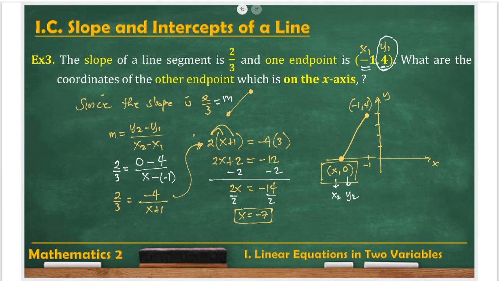Since we are required to determine the coordinates of the other endpoint, which is on the x-axis, we must show our answer as an ordered pair. Since x is -7, the endpoint which is found on the x-axis is the point (-7, 0). Okay, so this will be our final answer.